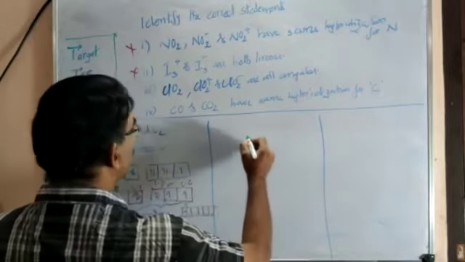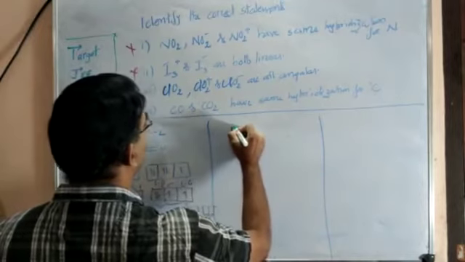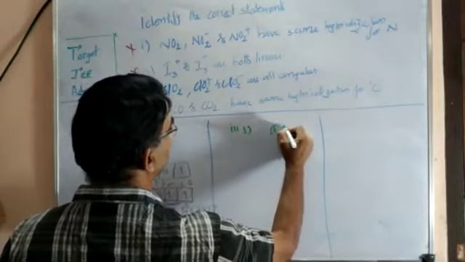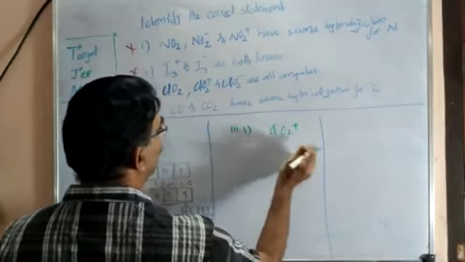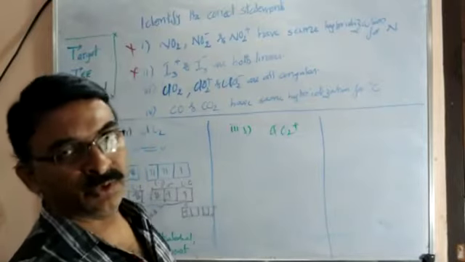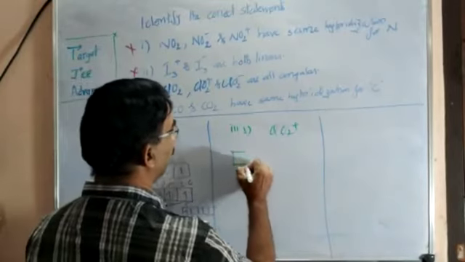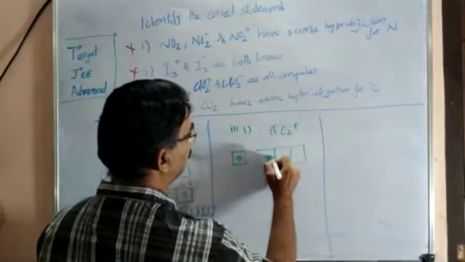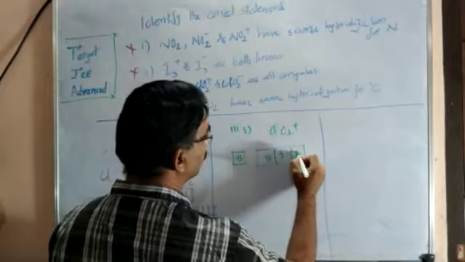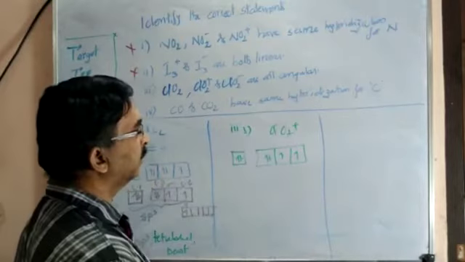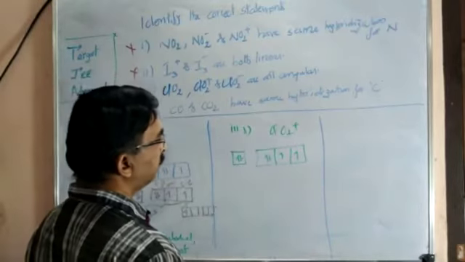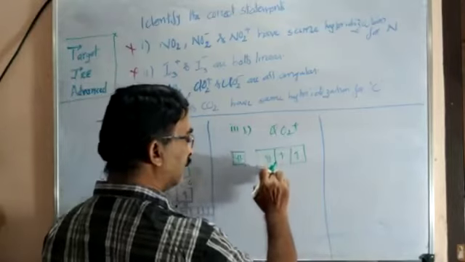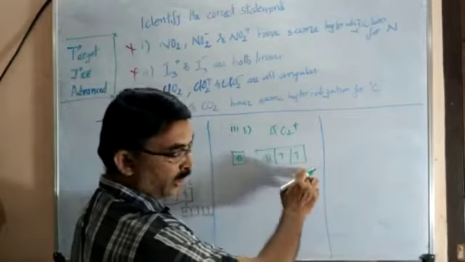Now 3b, ClO2 plus. Whenever a positive charge is there, it is on the central atom. So we have chlorine with this electronic configuration. One electron has been removed, so it will be similar to oxygen, and it has to form, say, two double bonds, or one coordinate bond and a double bond.